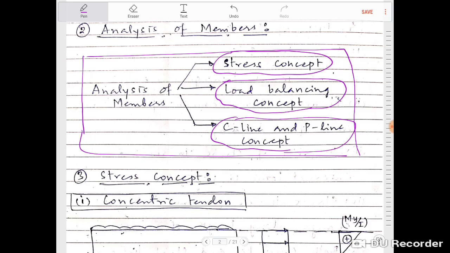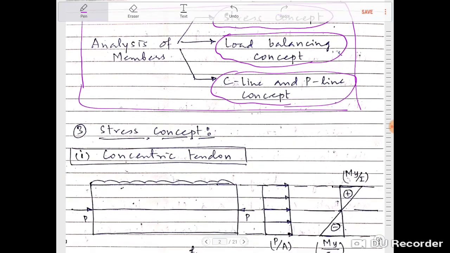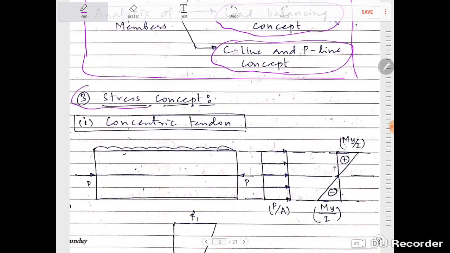So you will be given some loading, you will be given some beam, the cross section will be given, and the pre-stressing forces are going to be given. If you then find out the stress at various cross sections, that becomes the analysis of pre-stressed concrete members, right? So let us start with the first one, that is the stress concept.